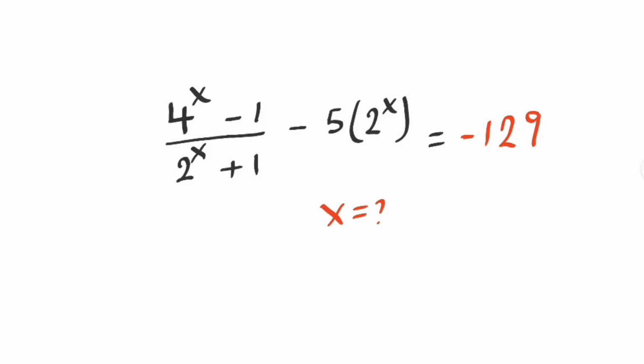Today we want to find the value of x from this given beautiful math exponential problem. 4 raised to power x minus 1 over 2 raised to power x plus 1, minus 5 bracket 2 raised to power x is equal to minus 129. Can you solve this? I want you to give your answer in the comment section.